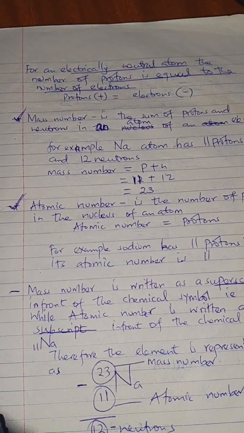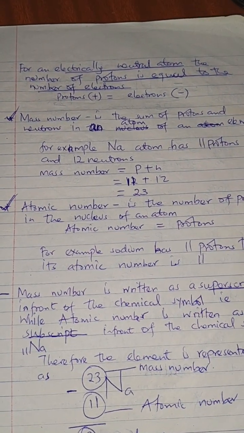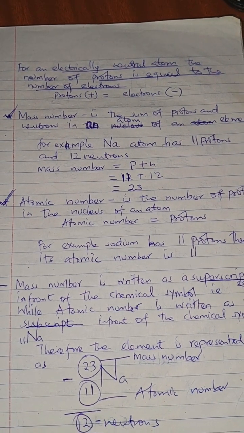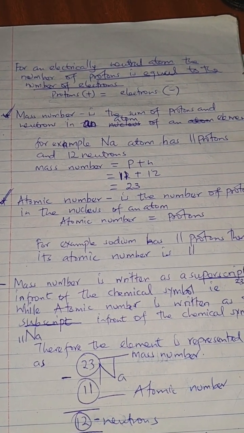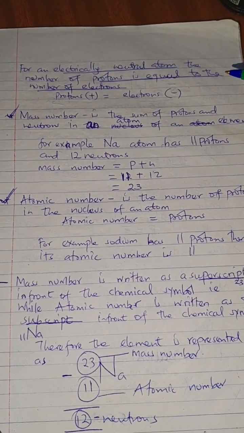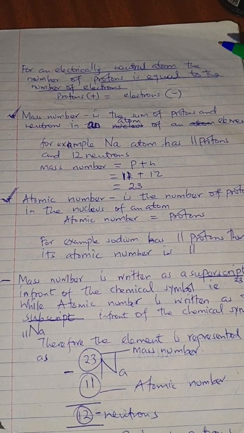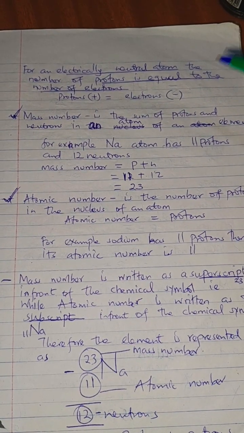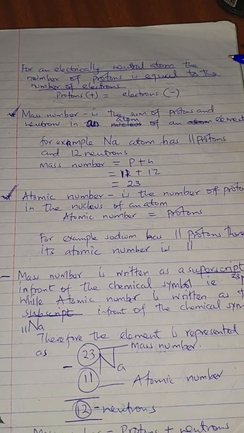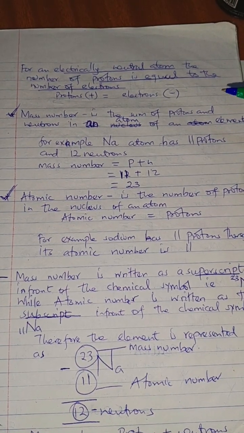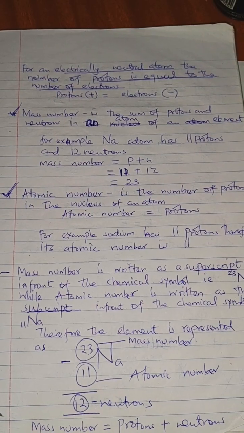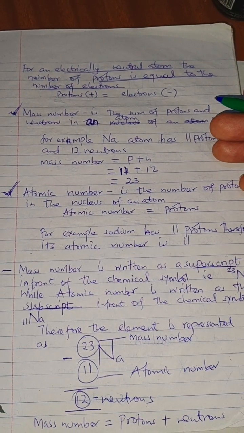For an electrically neutral atom, the number of protons is equal to the number of electrons. So an atom that has not lost or gained electrons, protons are equal to electrons. So it's known as an electrically neutral atom.